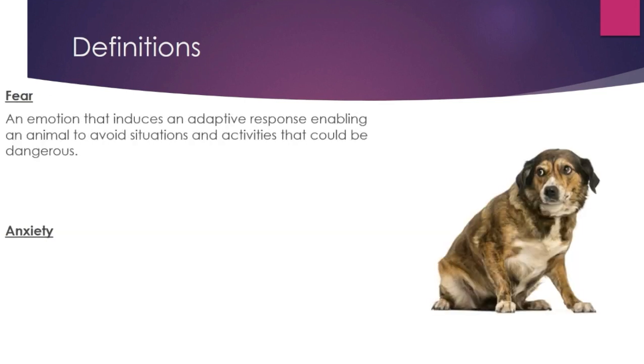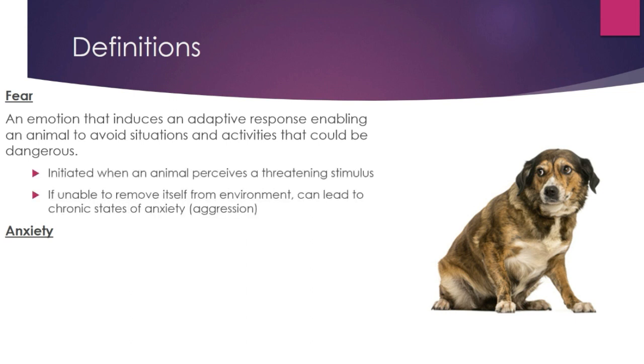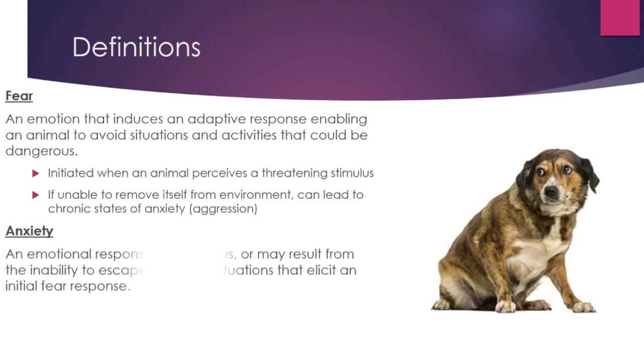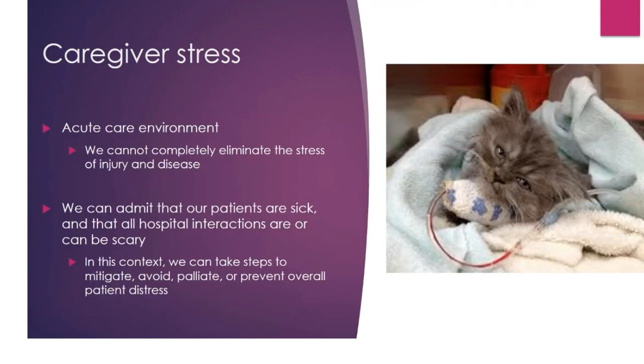Okay, so fear. An emotion that induces an adaptive response, enabling the animal to avoid a potentially dangerous situation. It's initiated when an animal actually perceives that threatening stimulus. If it's unable to remove itself from the environment, now this is when it starts to lead to chronic states of anxiety and what we experience as aggression. Anxiety is an emotional response to a stimulus or may result from the inability to escape or control situations that elicit that fear response. So this is where we can see things like when cats are spraying at homes.